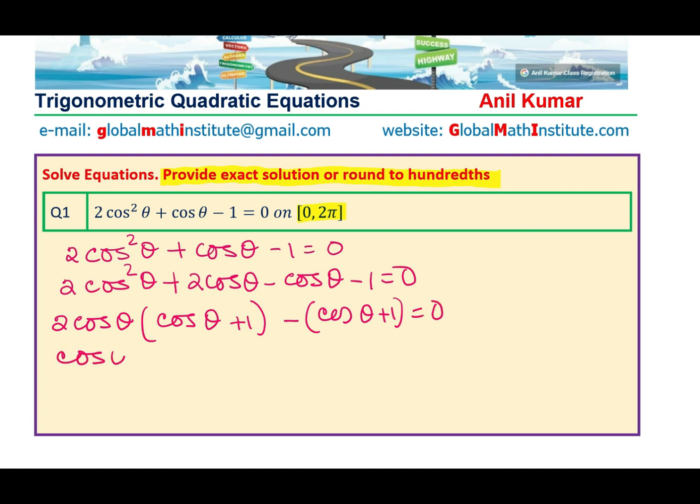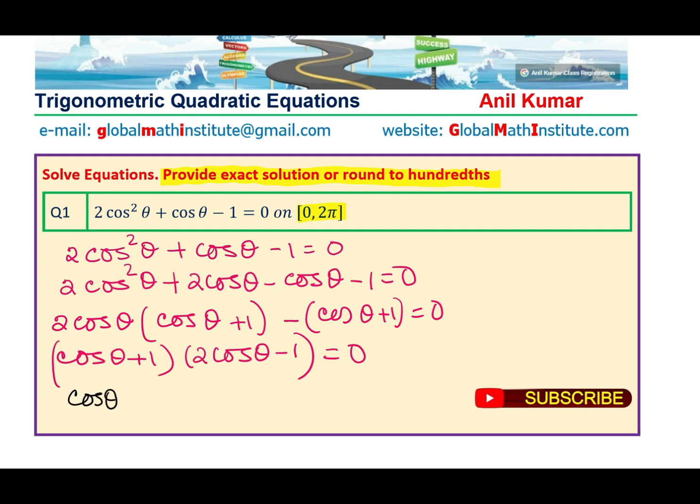And now cos theta plus 1 is common. So that gives us 2 cos theta minus 1, and that too equals 0, right? So the cos theta value could be what? From the first factor, cos theta is equal to minus 1. From the other one, cos theta equals half.